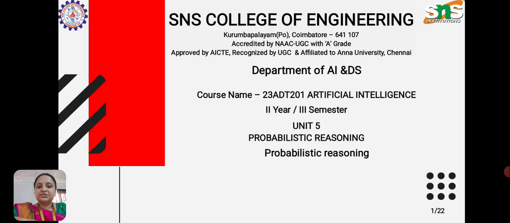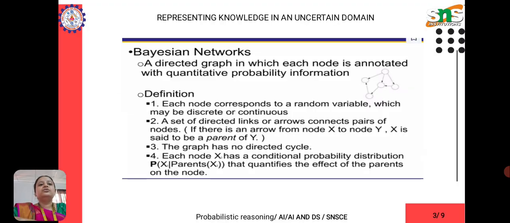So today, in the continuation of Unit 5, that is probabilistic reasoning, we are here with a new topic called probabilistic reasoning. What is probabilistic reasoning and how is it resolved? It is resolved using the Bayesian network. So what is a Bayesian network? A directed graph in which each node is annotated with quantitative probability information. That is, every graph will be given certain information, and in that given information, you will be connected with different kinds of possibilities. That is called the Bayesian network.